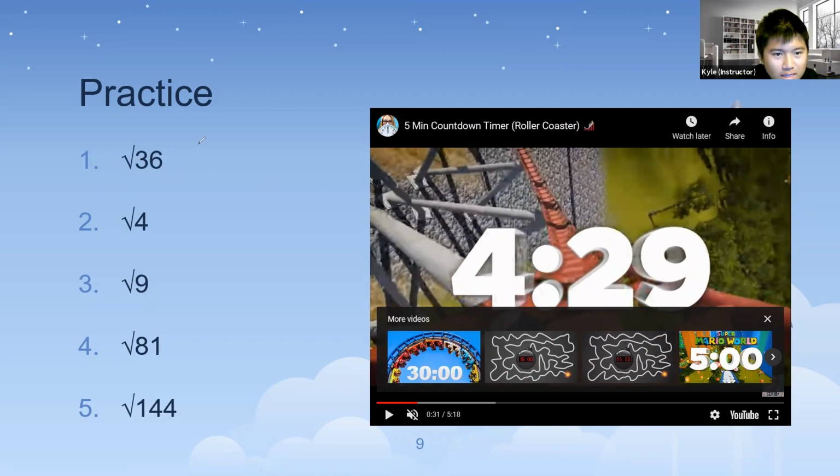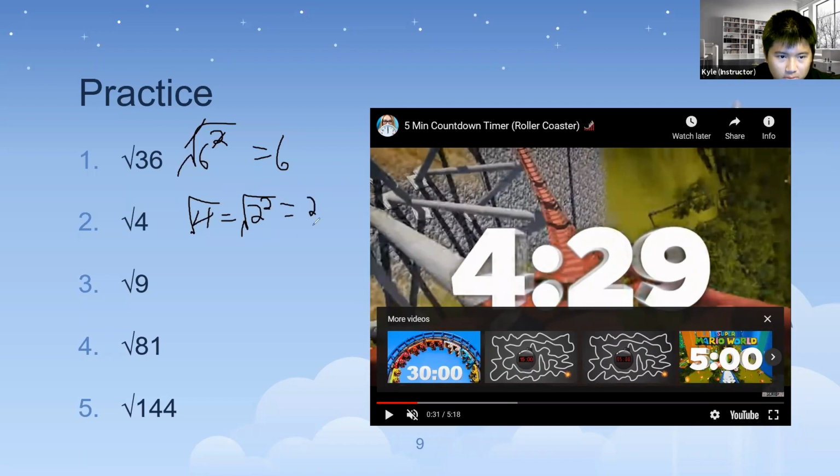For the first one, this is a perfect square of 6. So when we do the square root of 36, we can cancel this out, and we get just 6. For 4, 4 is 2 squared, and when we take the square root, we get just 2. 9 is a perfect square of 3, so it's 3 squared. We cancel these out, and it becomes 3.